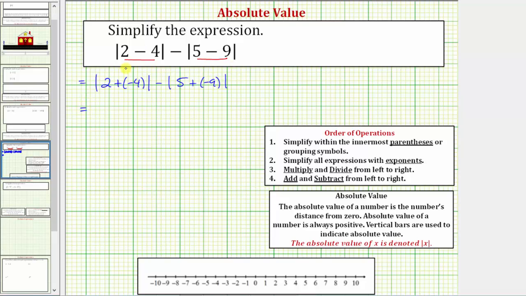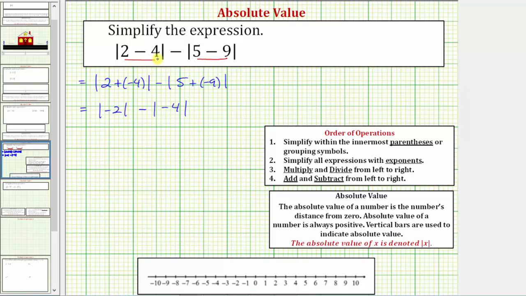So whether we leave it as 2 minus 4 or 2 plus negative 4, the sum and difference both equal negative 2. So we have the absolute value of negative 2 minus the absolute value of 5 plus negative 9, or 5 minus 9 equals negative 4. And just to verify these sums, or these differences, let's go ahead and show them on the number line.